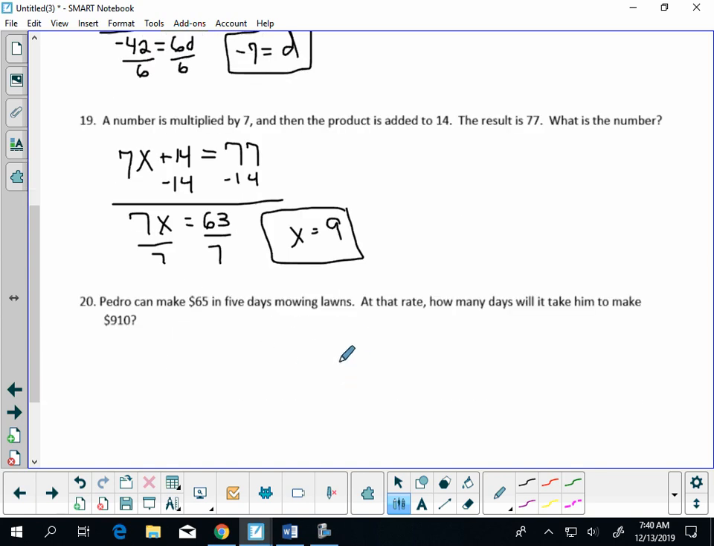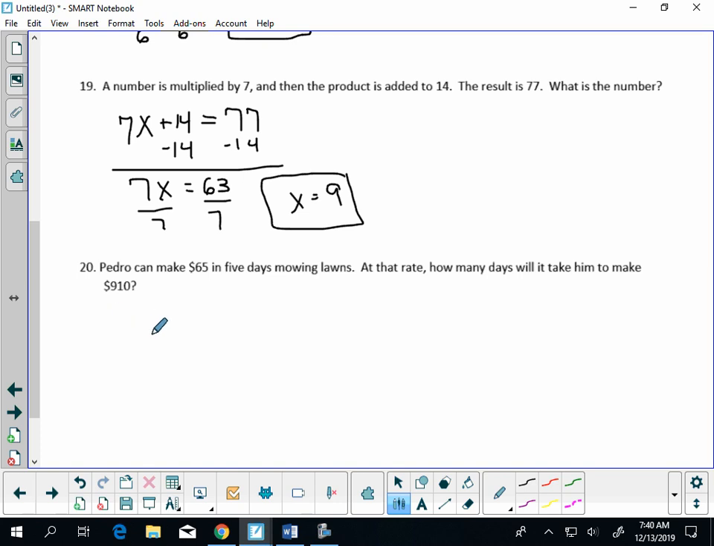All right, Pedro can make $65 in 5 days. I'm going to set up a ratio, put money on top and days in the bottom. Could go the other way as long as you're consistent on your other ratio. At that rate, how many days? Since I have days in the bottom, I have to keep it in the bottom. Will it take to make $910.